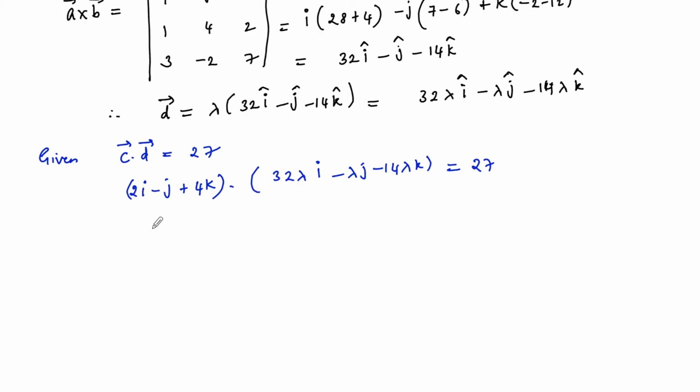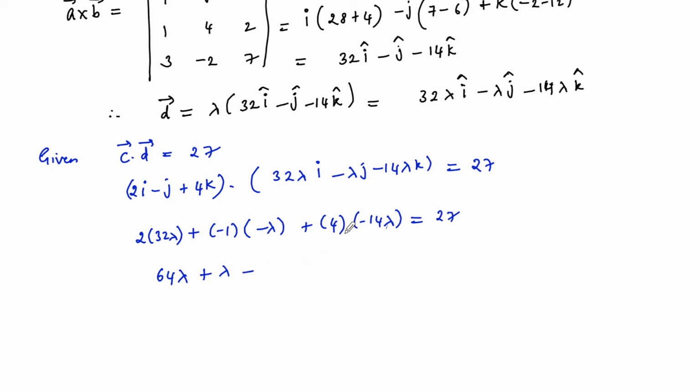Let's find the dot product by multiplying the scalar components respectively. So 2 into 32 lambda, that is 64 lambda, and again minus 1 into minus lambda, and here it comes 4 into minus 14 lambda, which is equal to 27. And let me write even the first one clearly. So it is 2 into 32 lambda. So we have 64 times lambda and again plus lambda, and here it comes minus 4 times 14 is 56. Minus 56 lambda is equal to 27.